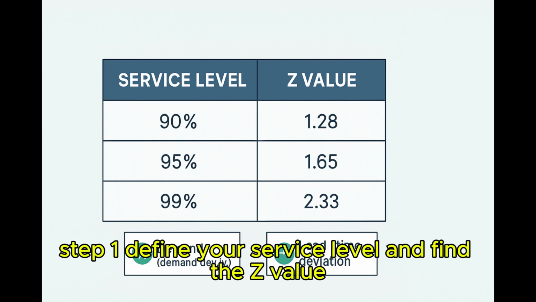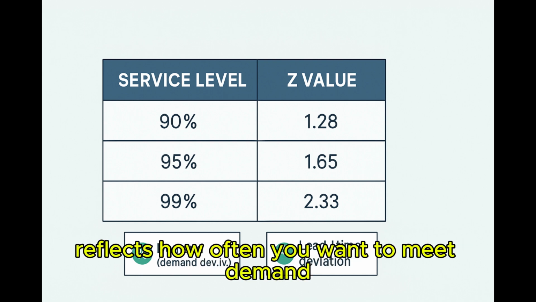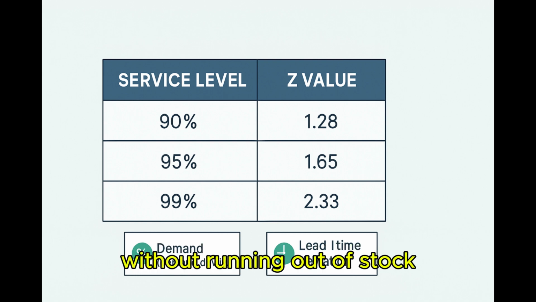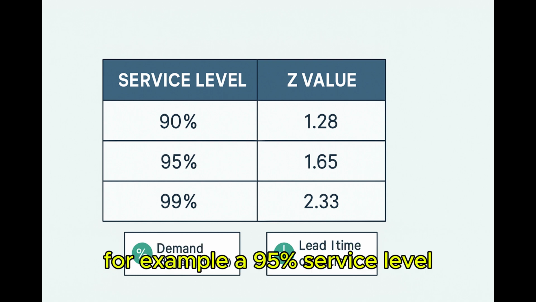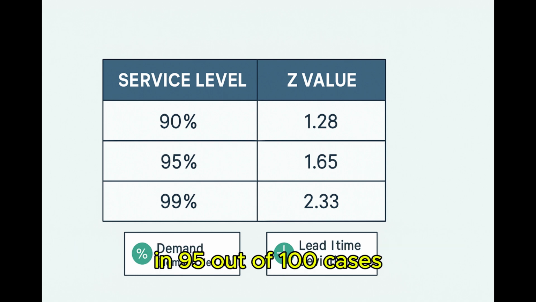Step 1. Define your service level and find the Z-value. Your service level reflects how often you want to meet demand without running out of stock. For example, a 95% service level means you will meet demand without stockouts in 95 out of 100 cases.